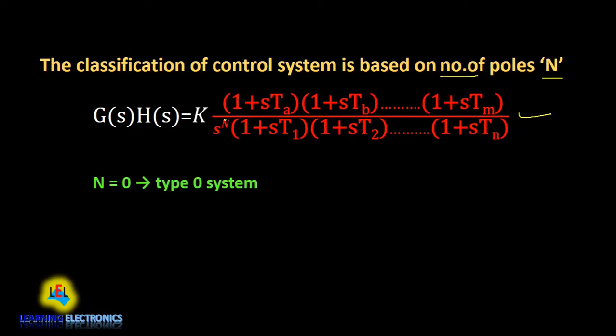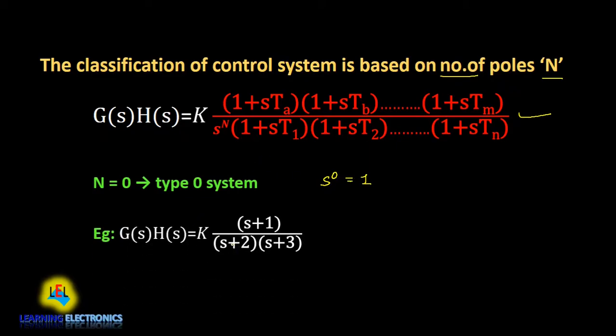Whenever this N is equal to 0, then the type of system will be type 0. We know that s to the power 0 is equal to 1. So the example of the type 0 system is G(s)H(s) equal to K into (s plus 1) divided by (s plus 2) into (s plus 3). So here we can see that 1 is multiplied with this (s plus 2) and (s plus 3). That means here s to the power 0 is there. So the type of system for this type of transfer function is 0.